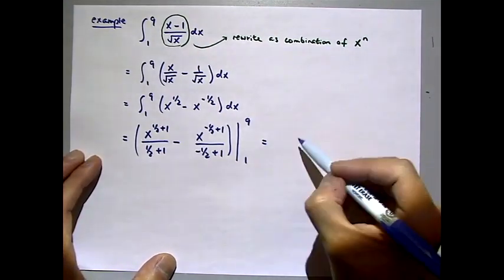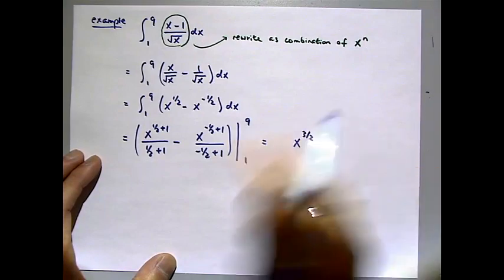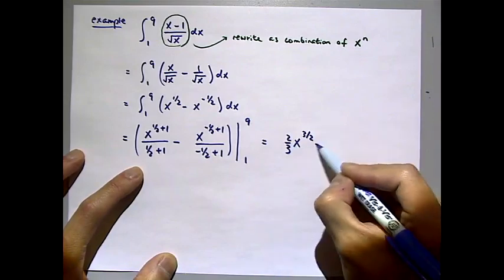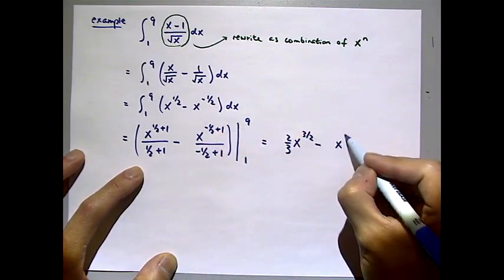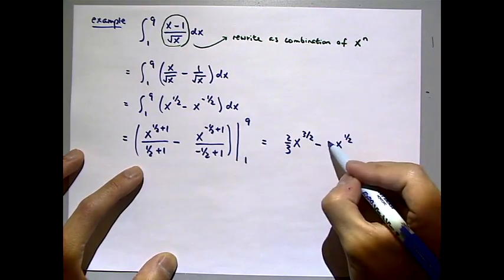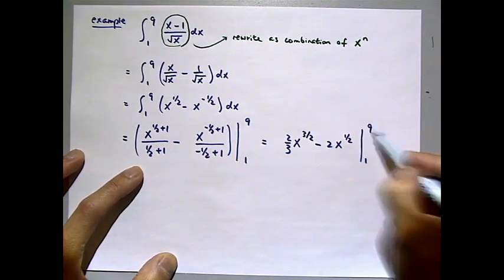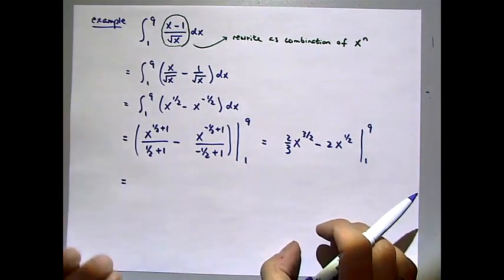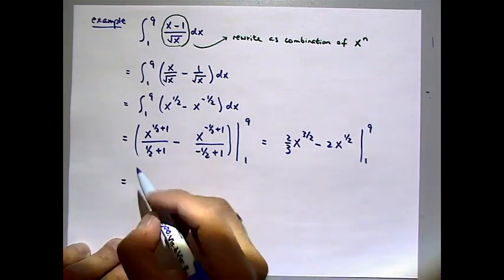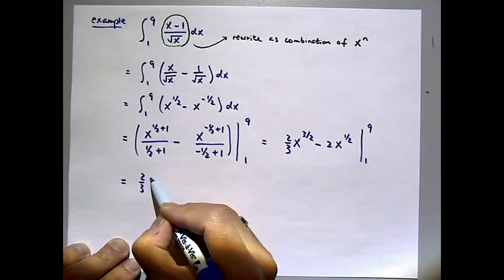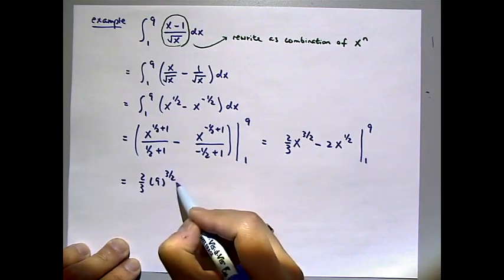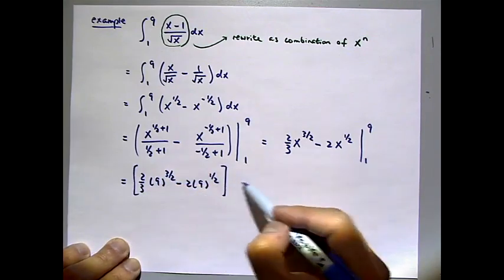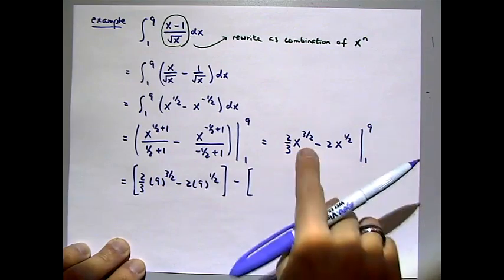Let's clean this up a little bit. It's at 3/2 downstairs. The reciprocal is 2/3. That's a positive 1/2 up. 1/2 downstairs, reciprocal is 2. So that's much easier to deal with. Okay, so we get 2 over 3. Now we plug in 9. Subtract away what happens when we plug in 1 for x.